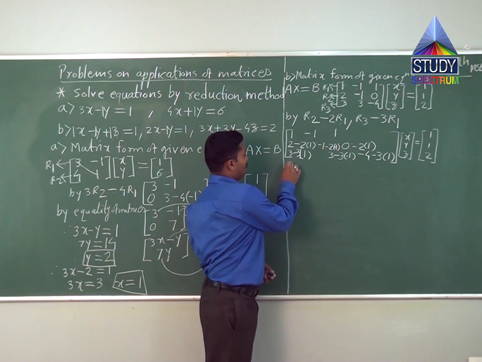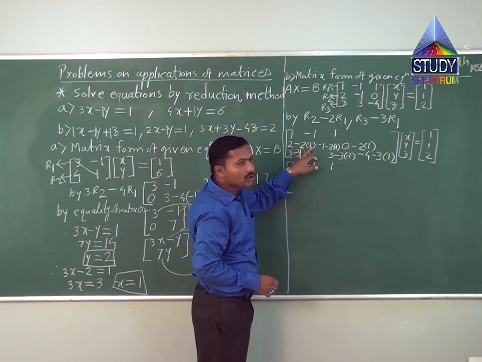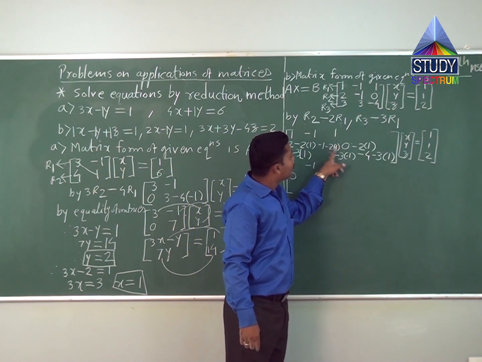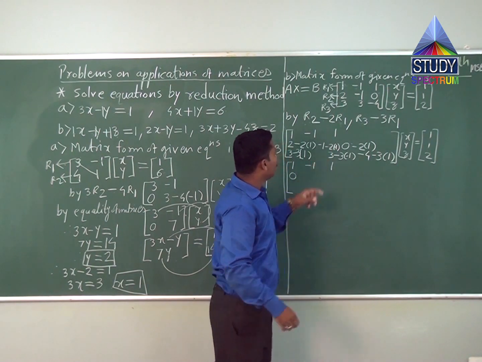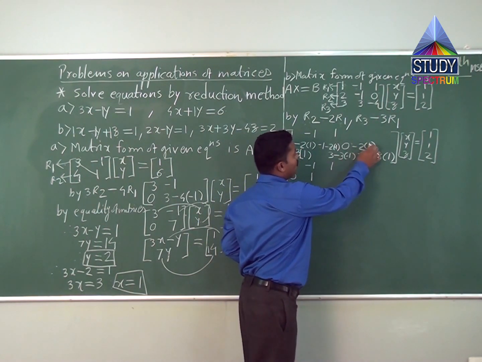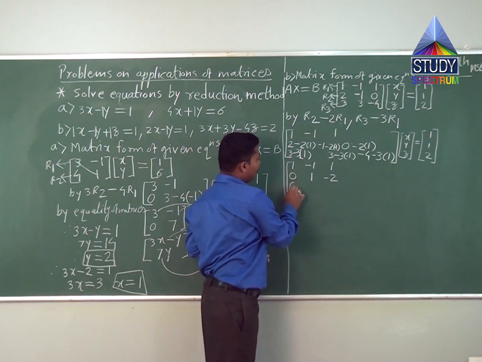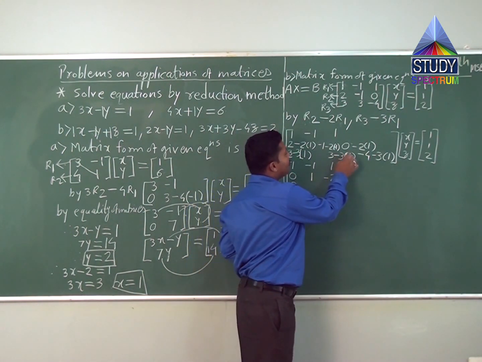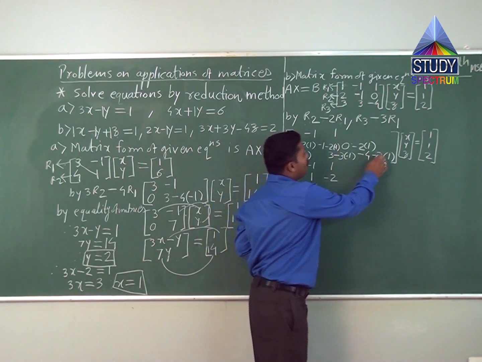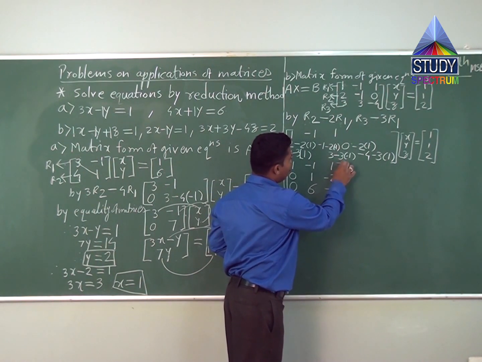So first row 1, -1, 1 as it is. Here 2 minus 2 is 0, then -1, minus minus is plus, so 2 minus 1... wait, -1 plus 2 is 1, then 0 minus 2 is -2. Next, 3 into 1 is 3, and 3 minus 3 is 0. Then 3 plus 3 is 6. Then -4 minus 3 is -7.